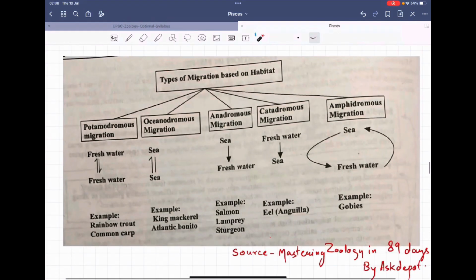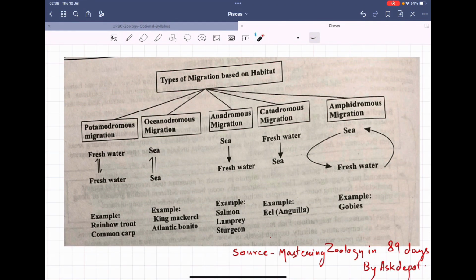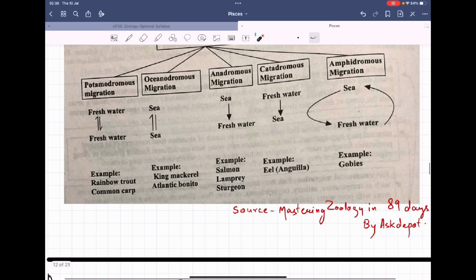So the types of migration based on the habitat, first one is potadromous. It is within freshwater, for example, rainbow trout. Then oceanodromous, in the ocean only, sea to sea, for example mackerel. Then sea to freshwater is anadromous, and catadromous is freshwater to sea. And amphidromous means which keeps on oscillating between the seawater and the freshwater.